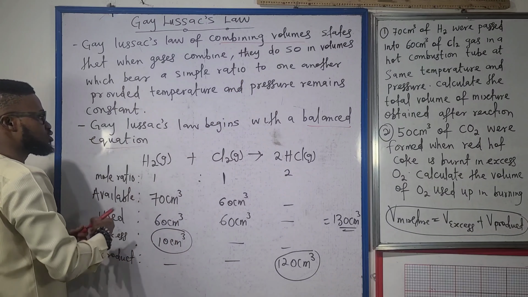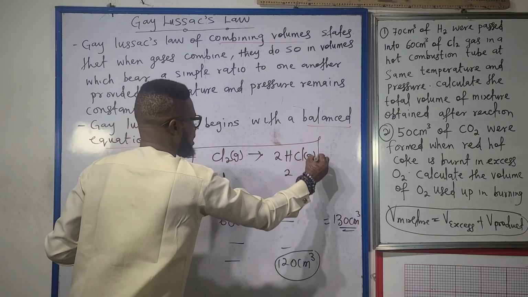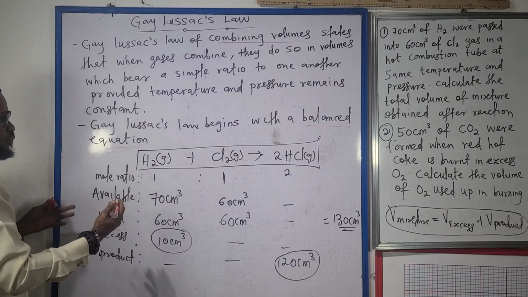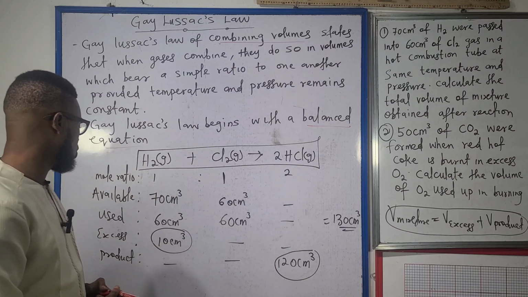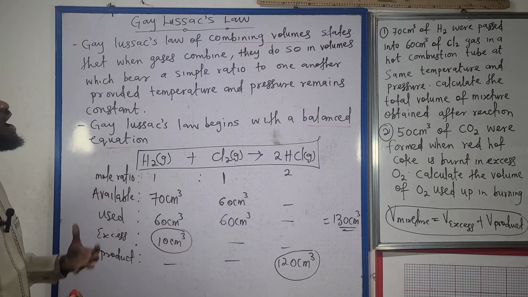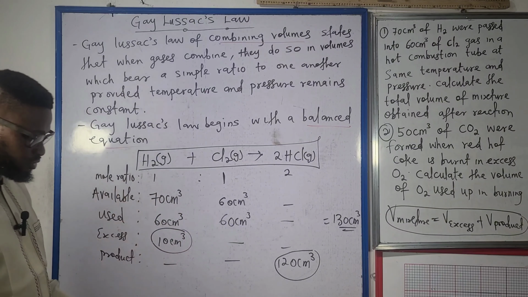The starting point is you must be able to write a balanced equation, and then from the balanced equation, you proceed looking at the mole ratio, looking at what is available, looking at what is used in simple ratios to their volume, looking at what is in excess, and of course, you determine what will be the volume of your product. That is how to proceed as far as Gay-Lussac's law is concerned.